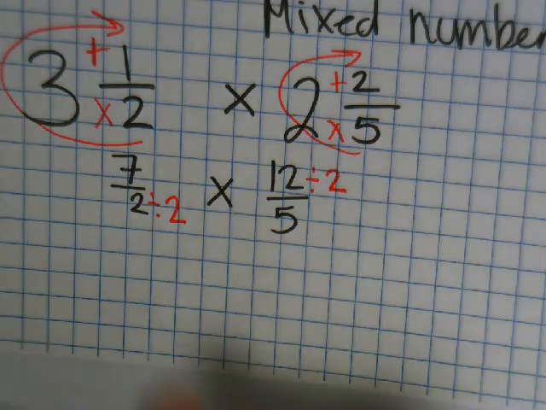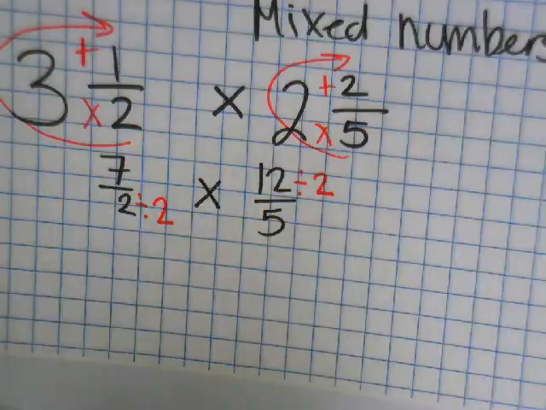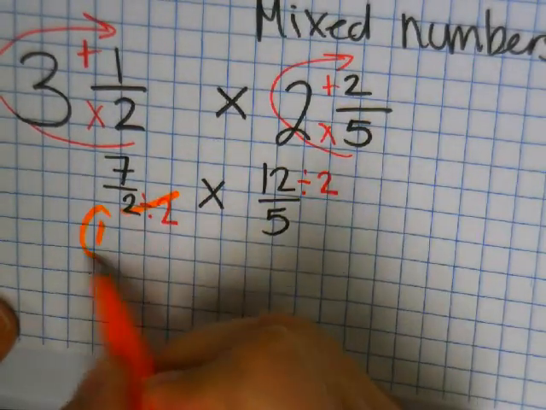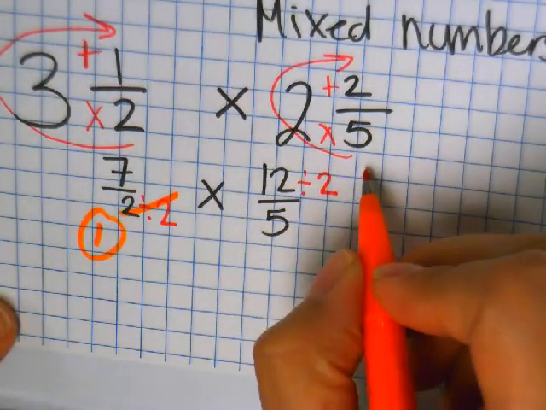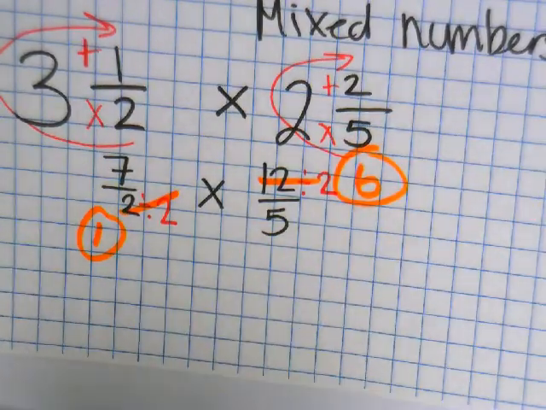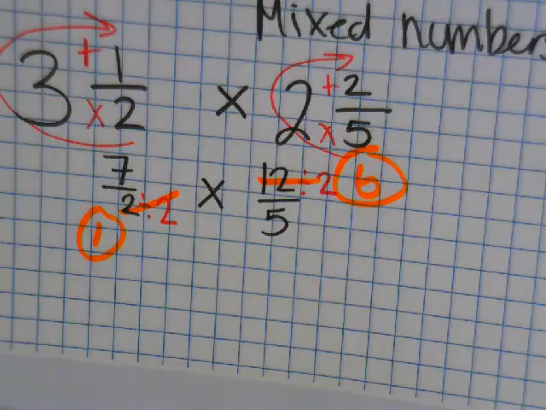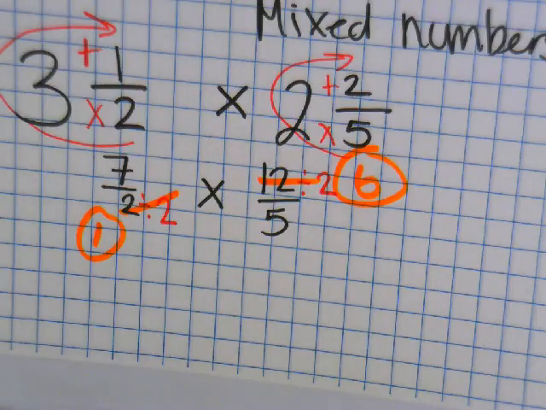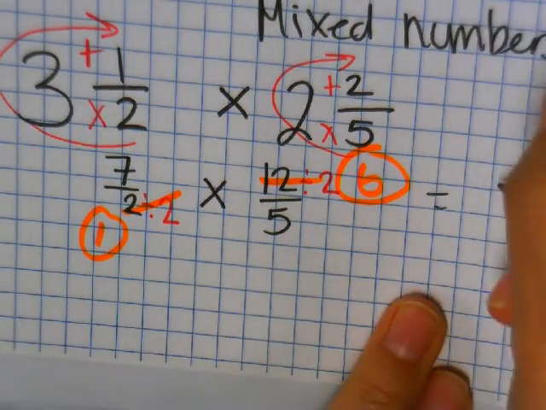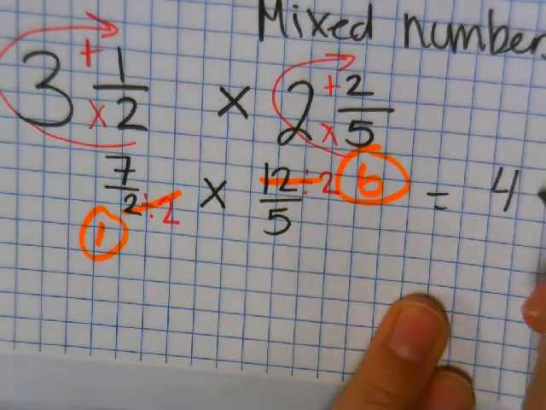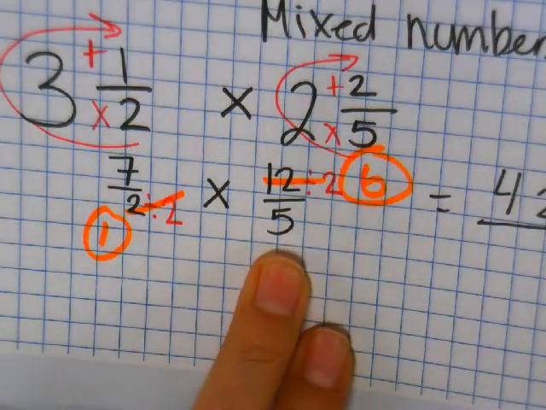All right, so what's 2 divided by 2? 1. So this turns into a 1. 12 divided by 2 is a 6. So this is what we call simplifying the corners. It makes our numbers smaller. Gio, you got everything? All right, what's 7 times 6? 42. What's 1 times 5?